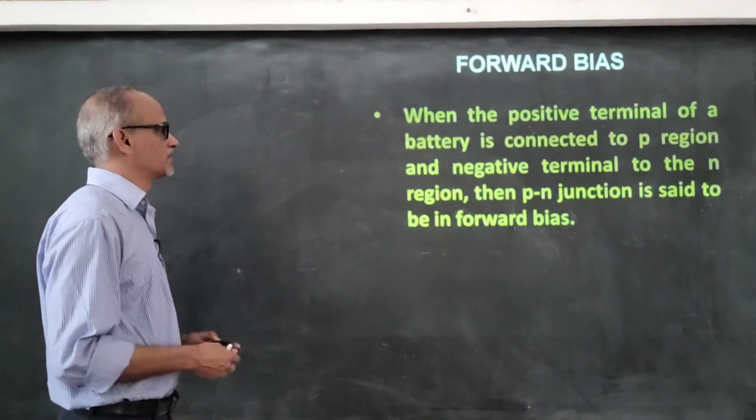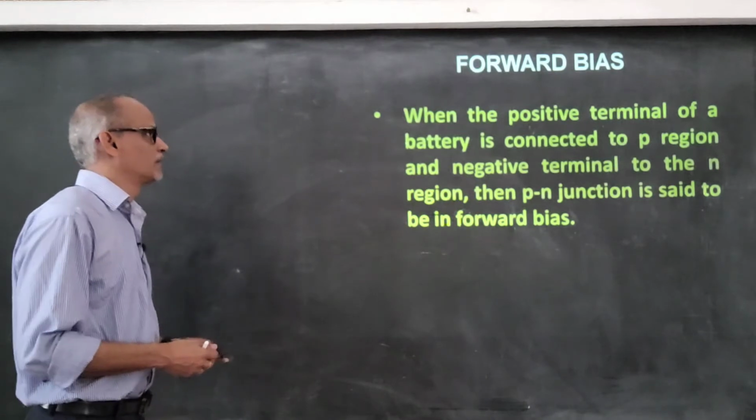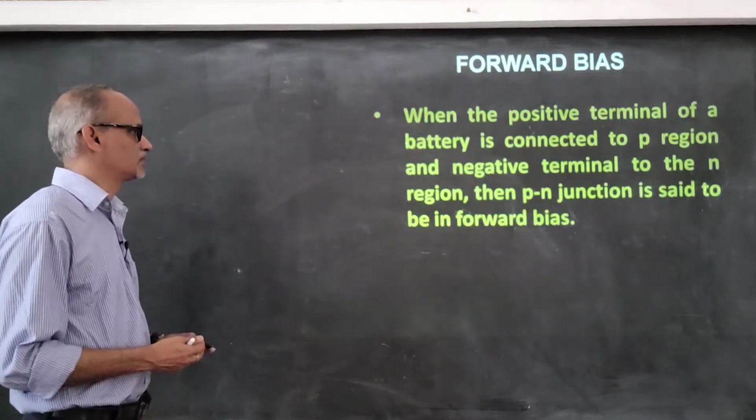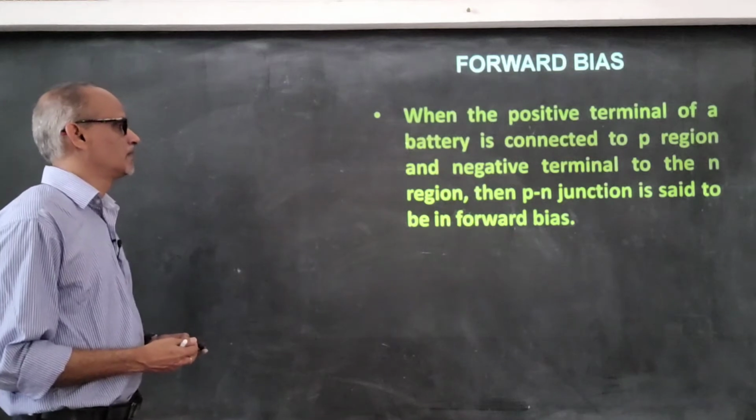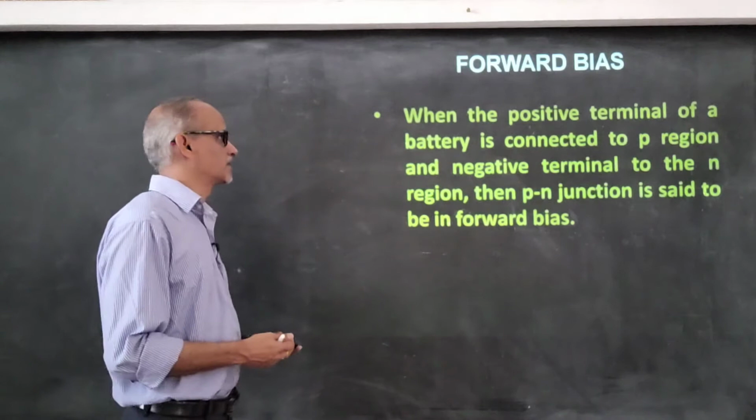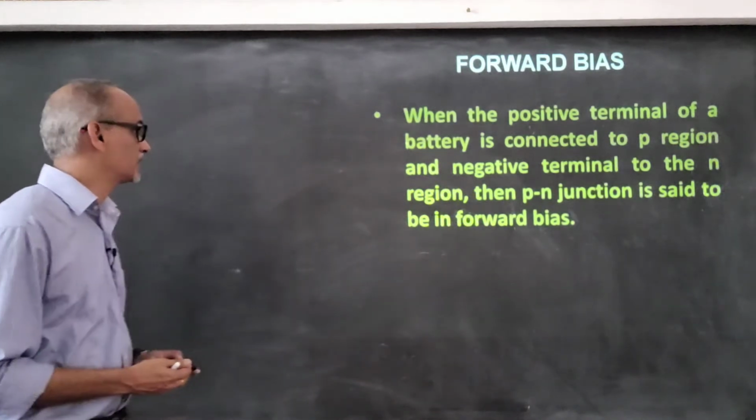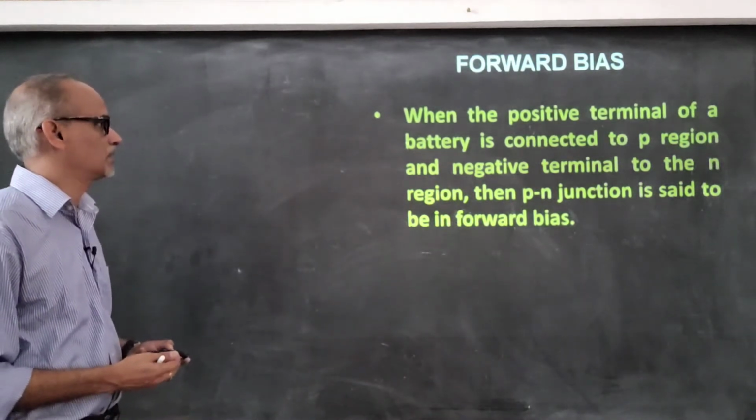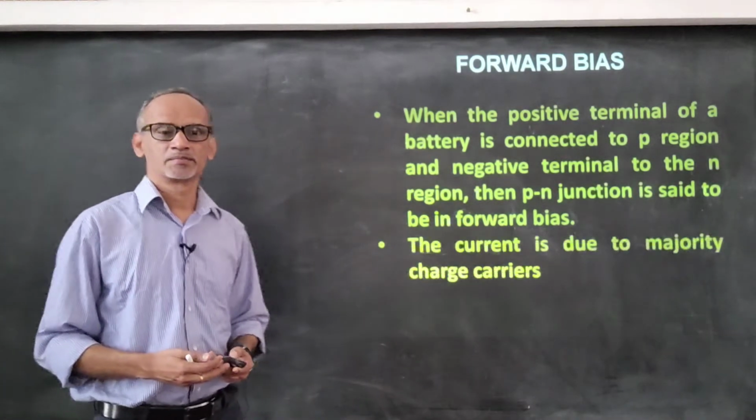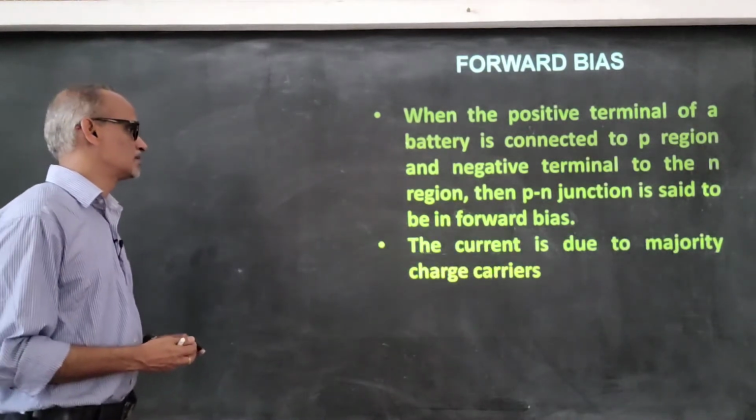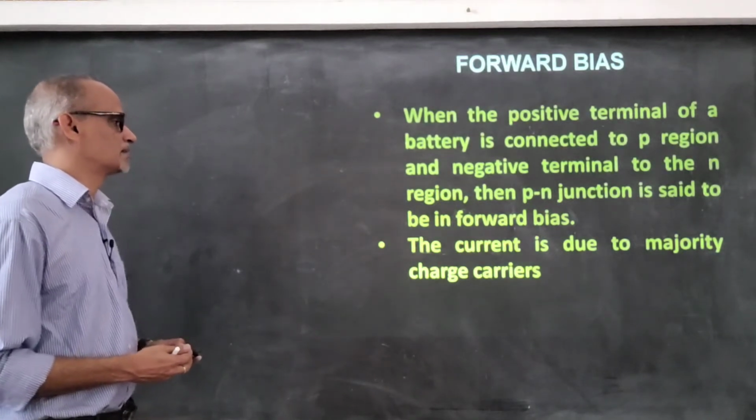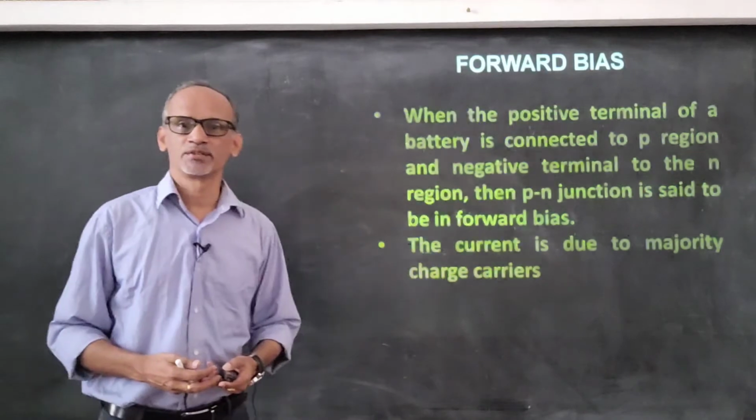The first point is the definition itself. When the positive terminal of the battery is connected to the P region and the negative terminal to the N region, then the PN junction is said to be in forward bias. Whereas when the positive terminal of the battery is connected to the N region and the negative terminal to the P region, then the PN junction is said to be in reverse bias. In forward bias the current is due to the majority charge carriers, whereas in reverse bias the current is due to the minority charge carriers.